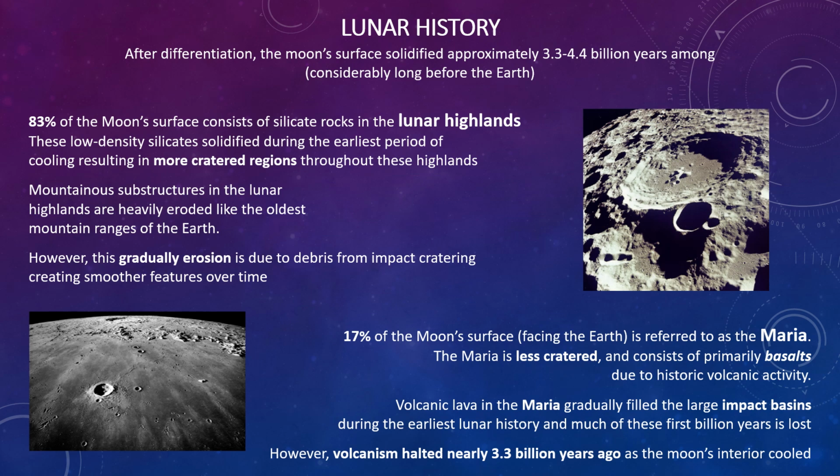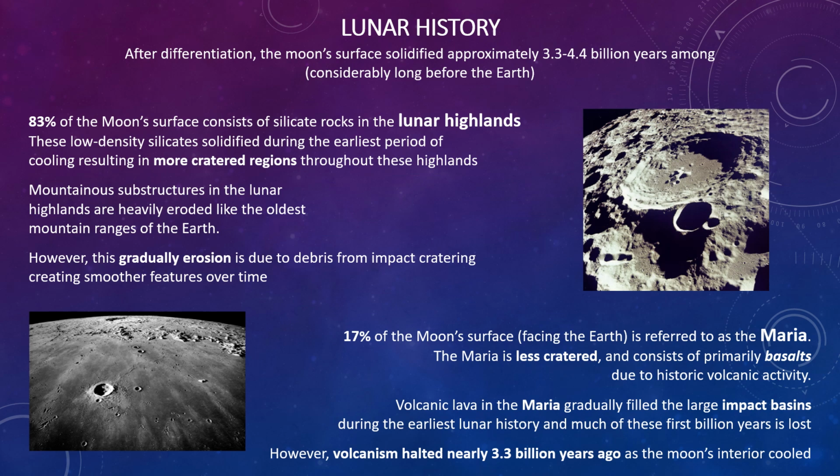So the moon had a very violent history. After its layers differentiated, its surface solidified about 3.3 to 4.4 billion years ago. This is considerably long before the Earth's surface did. So 83% of the moon's surface consists of silicate rocks in the lunar highlands. These are low-density silicates, which solidified during the earliest parts of the cooling, and that resulted in more cratered regions in these highlands. So the lunar highlands are very hilly, cratered regions, kind of like the Scottish Highlands are very hilly regions in Scotland.